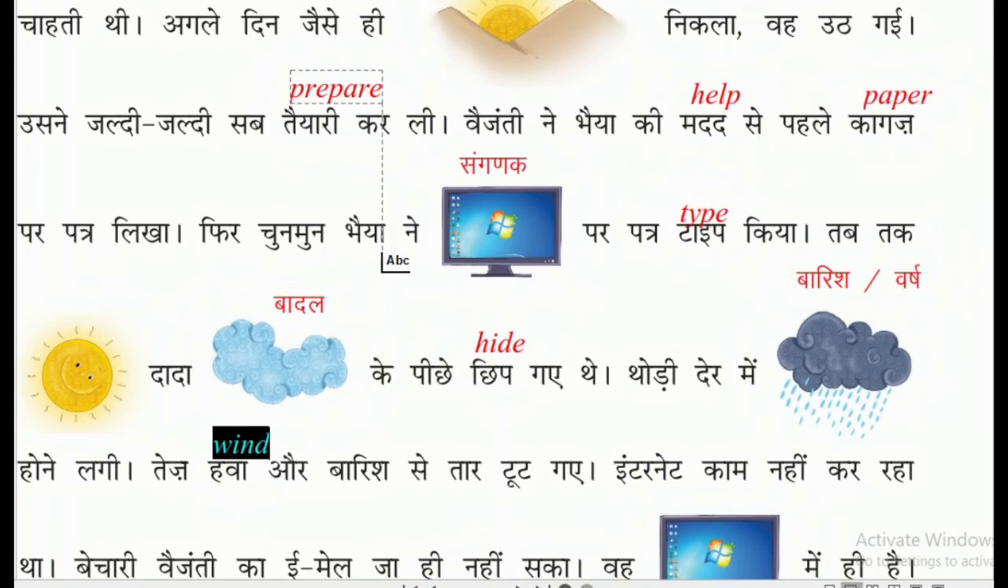So she called the brother to help. She first roughly wrote the letter on the paper. The children and the brother typed it on the computer. In the meanwhile, the sun hid beyond the cloud. Within a few minutes, very shortly, the heavy wind came. The wind is fast, strong or heavy. Heavy wind and then rain.